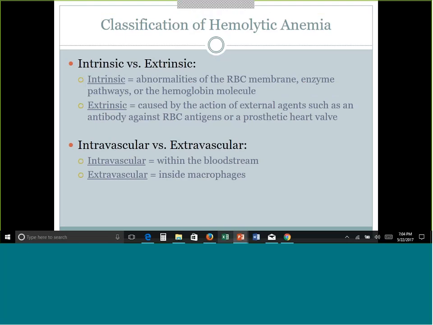Intrinsic versus extrinsic involves where it's occurring to destroy the cells. Intrinsic means something about the red cell itself was abnormal, so it's something in the membrane, an enzyme pathway, or something in the hemoglobin molecule inside of it. Extrinsic means outside of the red cells, so it's an external agent that's causing the destruction of the red cells. And then intravascular and extravascular: where is it occurring in the body, essentially? Intravascular means within the bloodstream, so you're having hemolysis within the bloodstream. Extravascular is outside of the bloodstream, typically inside macrophages in the spleen and liver.